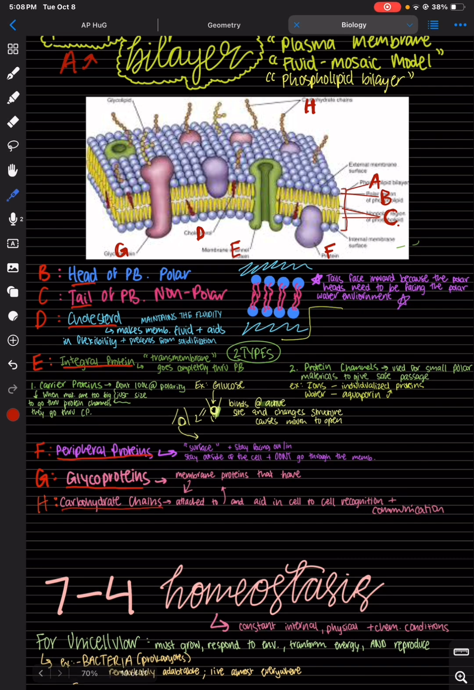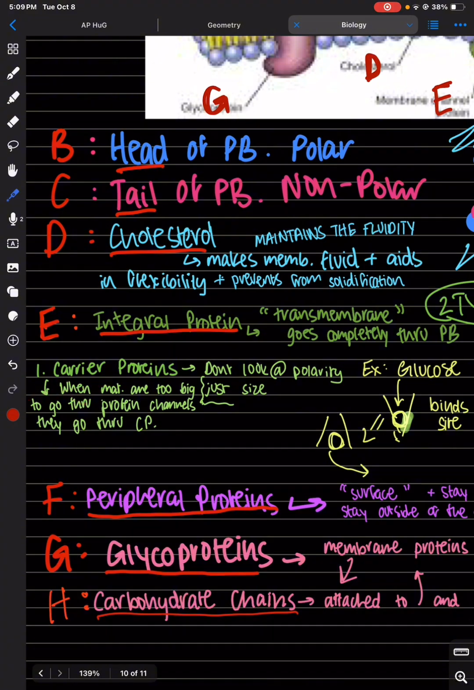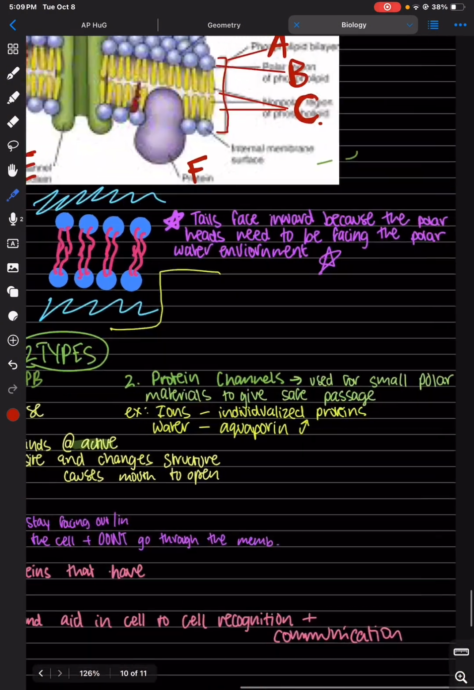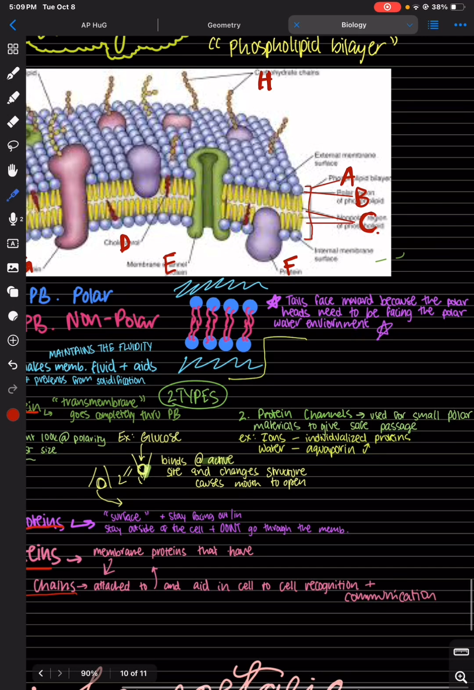Okay. E, which is the integral protein. This is this little green thingy that I'm pointing to. This is also called the transmembrane protein, and it goes completely all the way through the phospholipid bilayer. There are two different types of integral proteins. One are carrier proteins. First, we're going to do protein channels. So the first type is protein channels, which is an example of this one.